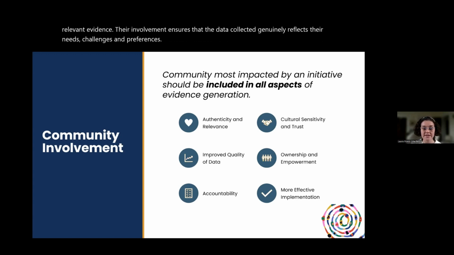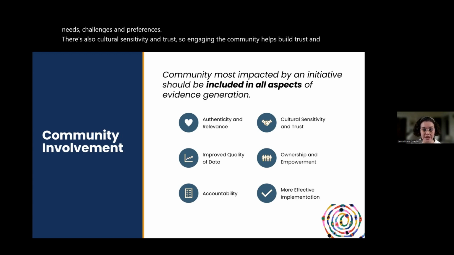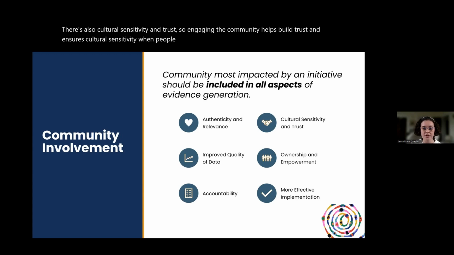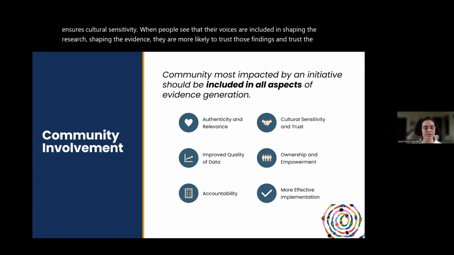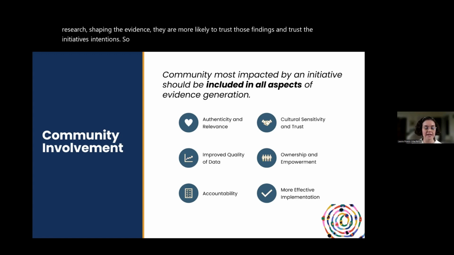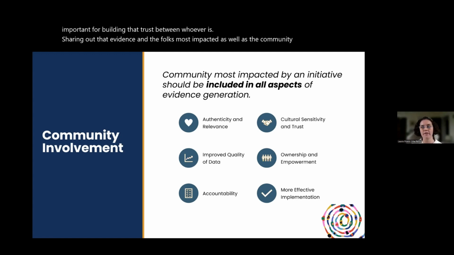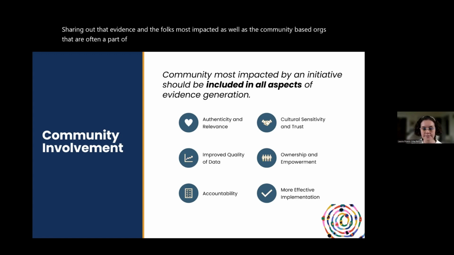There's also cultural sensitivity and trust. Engaging the community helps build trust and ensures cultural sensitivity. When people see that their voices are included in shaping the research, shaping the evidence, they are more likely to trust those findings and trust the initiative's intentions. So including folks in aspects of evidence generation can be really important for building that trust between whoever is sharing out that evidence and the folks most impacted, as well as the community-based orgs that are often a part of creating evidence. It can also lead to improved quality of data.